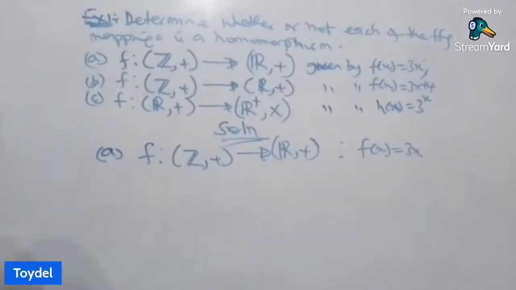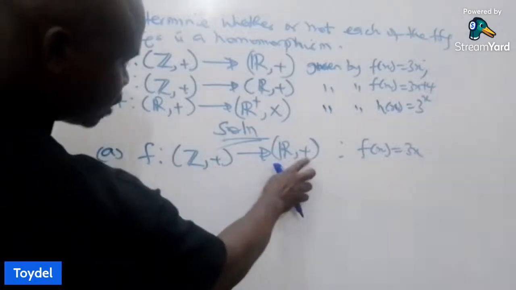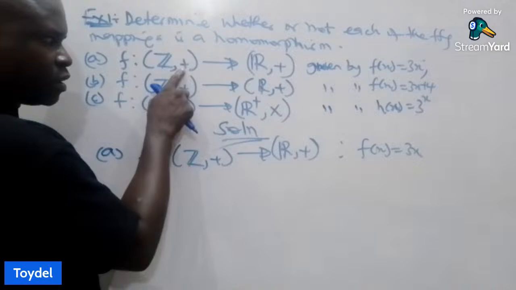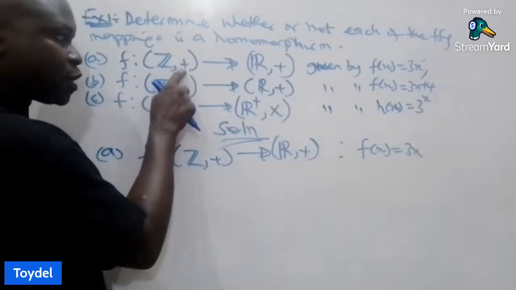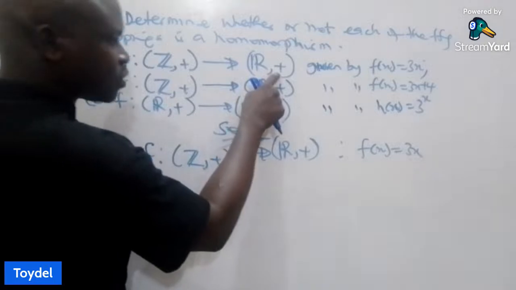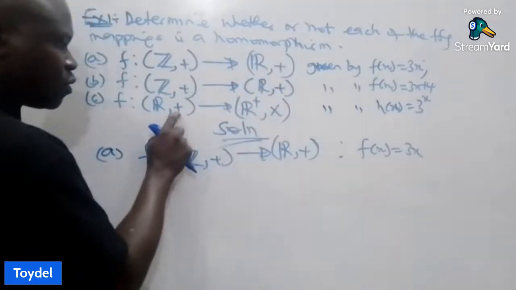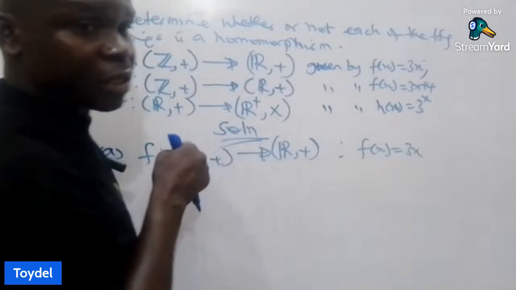So what do we show? What we want to show here is that this is addition and this is also addition. Please look at it. The structure here must be preserved. So the binary operation here is addition. The one here is also addition. So no problem. Here is addition. But this third one, we have addition and multiplication. We are going to see the implication now.